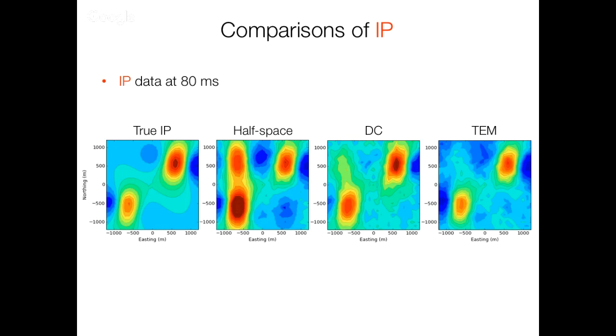So if we do the comparisons of the IP data at 80 milliseconds, here was the true, here was the EM coupling removal with a half space, here was the EM coupling removal with the DC, and here's the EM coupling removal with the time domain EM. So by taking those early times that usually are just thrown away, but actually regarding them as data, inverting them, getting a 3D conductivity, and then using that conductivity as a fundamental for removing the EM coupling, this synthetic shows that's a pretty nice strategy.